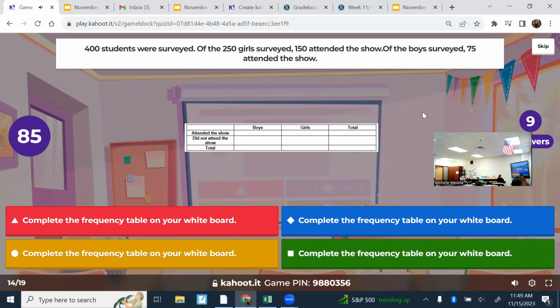We need to review the two-way tables. I'm so surprised that that was a big issue earlier.